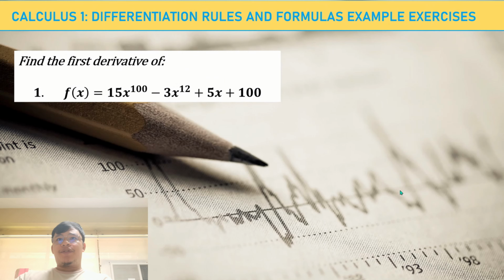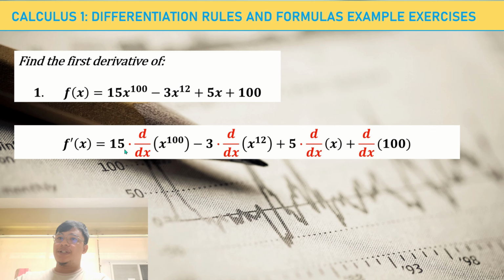Find the first derivative of the function f of x is equal to 15x raised to the power of 100 minus 3x raised to the power of 12 plus 5 times x plus 100. First step, we can apply the differentiation properties, diba? As you can see, this is a polynomial function, so we can actually differentiate it.